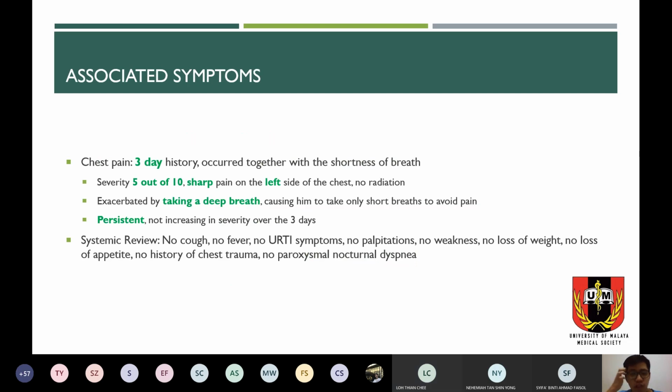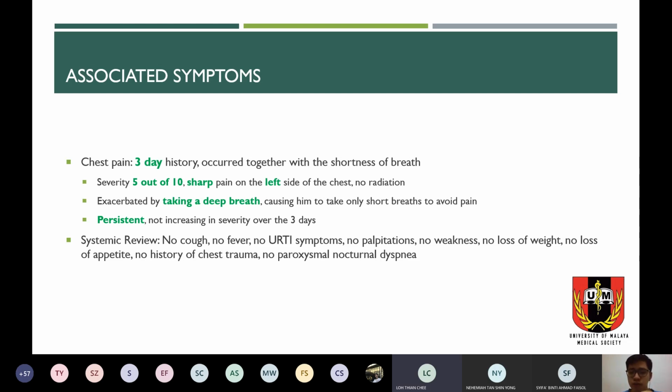Okay, so for the chest pain, it's a 3-day history also. It occurred together with the shortness of breath with a severity of 5 out of 10. It's a sharp pain on the left side of the chest with no radiation anywhere else. It's exacerbated by taking a deep breath, causing him to take only short breaths in order to avoid pain. The pain is persistent but not increasing in severity over the 3 days.